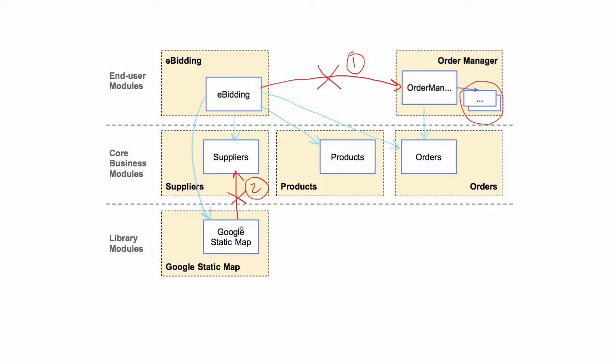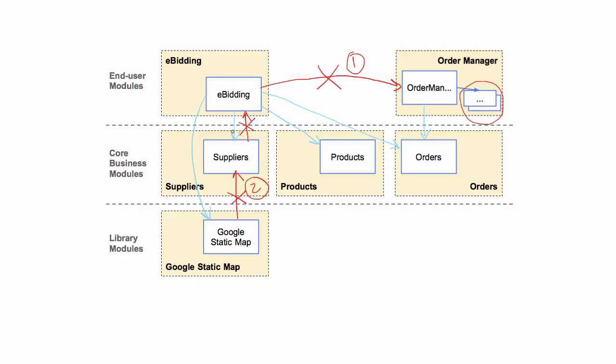Another consequence of this is that reusing this Google Static Map module, if we would have another application using the Google Static Map module, this would bring along also the reference to the suppliers module. Another example of not using upward references or bottom-up references is this case here. If we would create a reference between the suppliers and the e-bidding module, this means, again, that we have functionality in the e-bidding module that is reusable. And again, from the first rule, reusable functionality should be placed in these lower layers, not on the top layer.